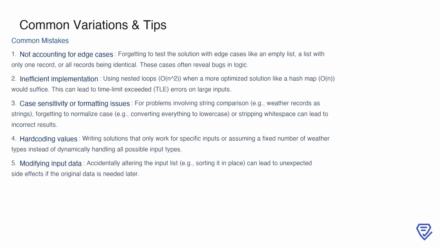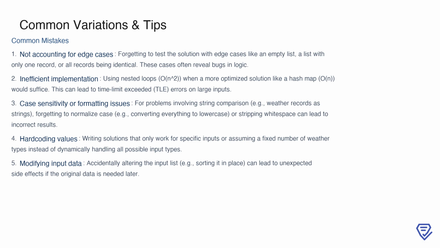Another frequent issue is implementing an inefficient solution. For instance, using nested loops with O(n²) complexity instead of a more efficient O(n) approach with a hash map can cause time limit errors on larger datasets. It's also important to consider case sensitivity and formatting. If weather records are stored as strings, failing to standardize the case or trim whitespace could produce incorrect results.